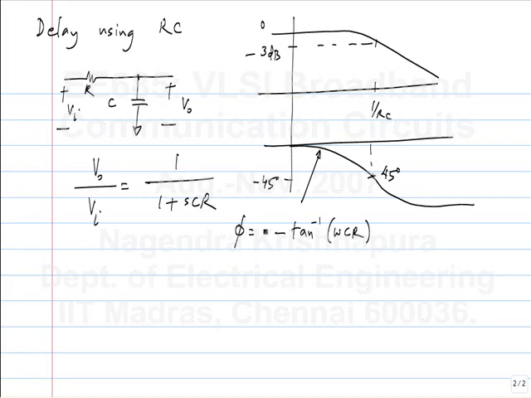And what is the group delay? Are you familiar with the idea of group delay? It is just minus d phi by d omega, or 1 over 2 pi d phi by df. And what is that? Approximately, the delay is RC at low frequencies.